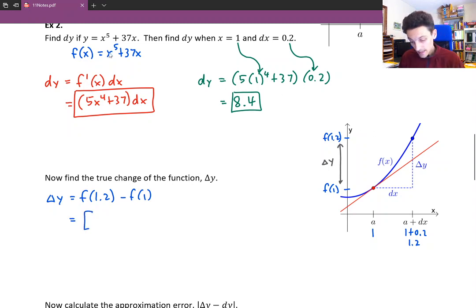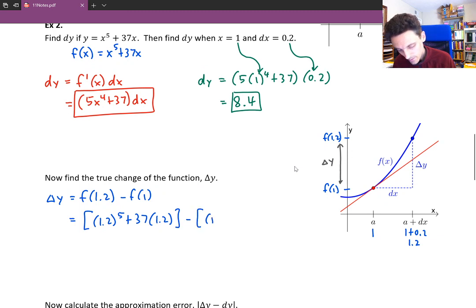Now the function is x to the 5th plus 37x. That's where we're plugging these 1.2 and the 1 into. So we have 1.2 to the 5th plus 37 times 1.2 minus 1 to the 5th plus 37 times 1.